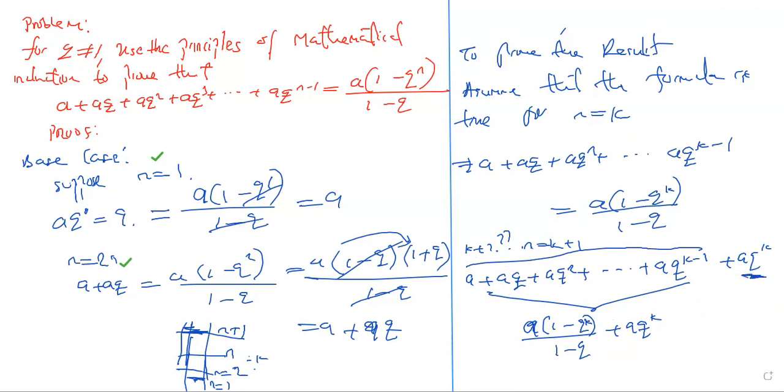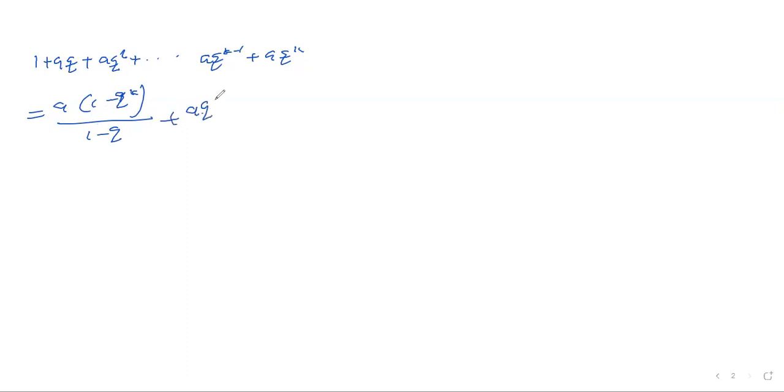Now, how do we deal with this? This is what we'll do. Remember, we're adding that: 1 plus aq squared plus, up until, aq to the k minus 1 plus aq to the k is equal to a times 1 minus q to the k, all divided by 1 minus q, plus aq to the k power.